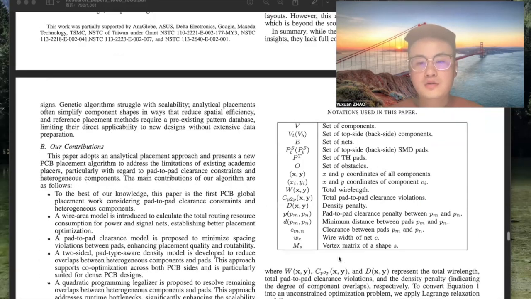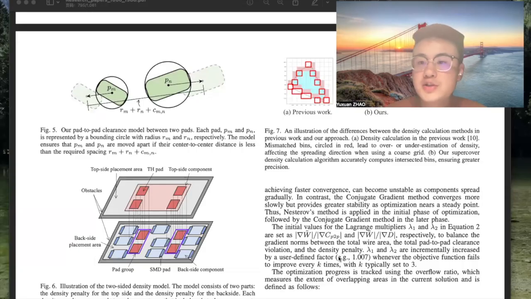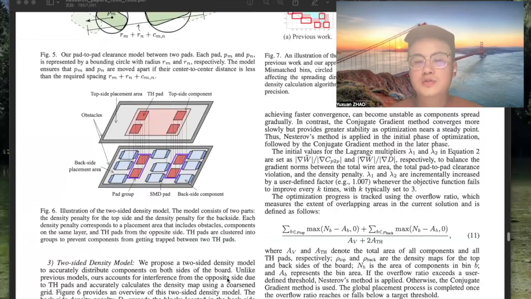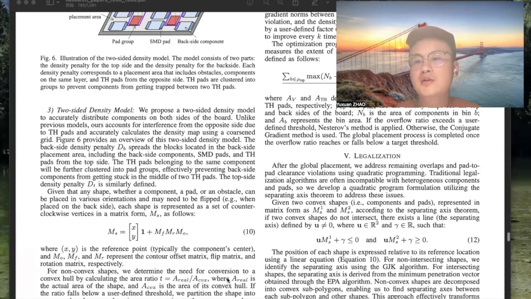In my opinion, the core idea is that they find a way to model the density of these any-shape components in the PCB placement. What they do is decompose the different component shapes into convex shapes, so they can easily calculate the overall density values. Besides, they also borrow the classic algorithm from the computational geometry field, so they can achieve both high efficiency and high accuracy.